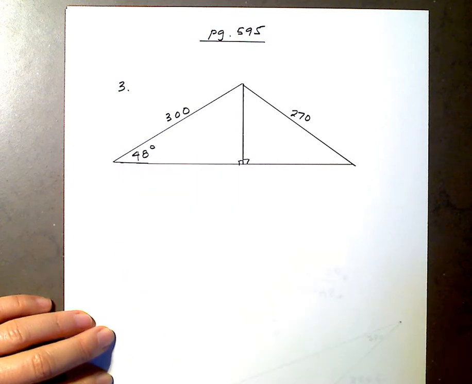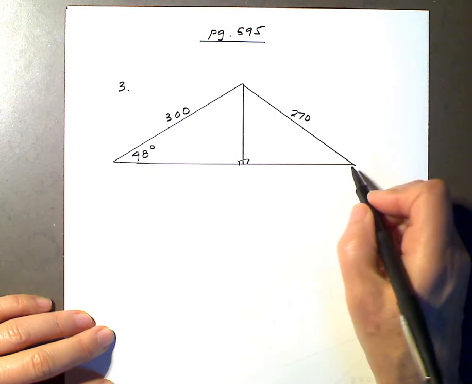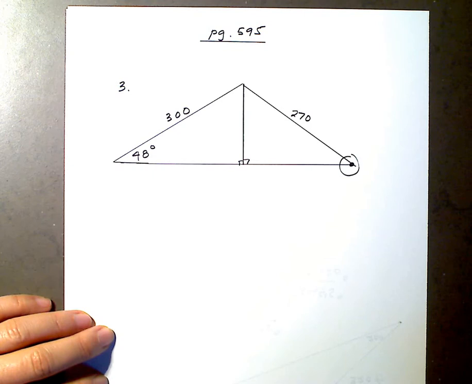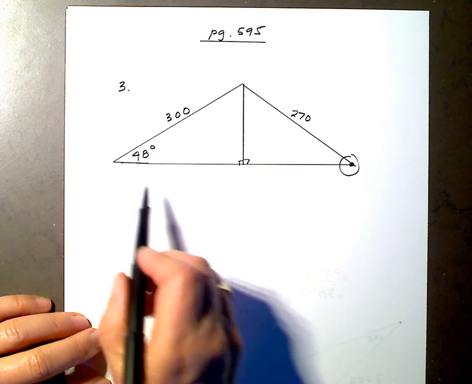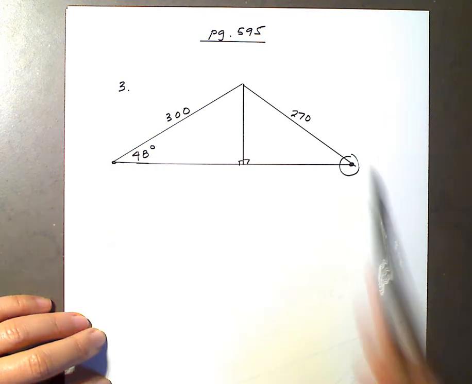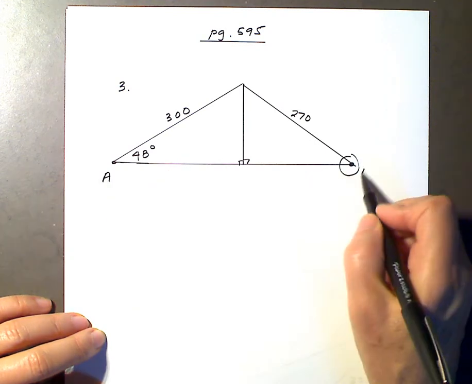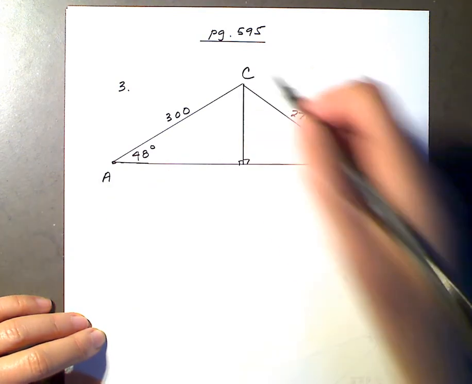We have to find two things in this problem. We have to find that angle that the shorter cable makes with the ground, and then we have to find the distance between the two cables on the ground. So for simplicity, I'm going to call this side A, angle B, and I'll call this angle C.